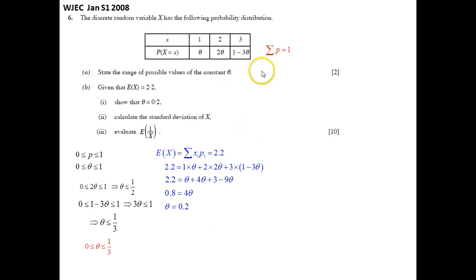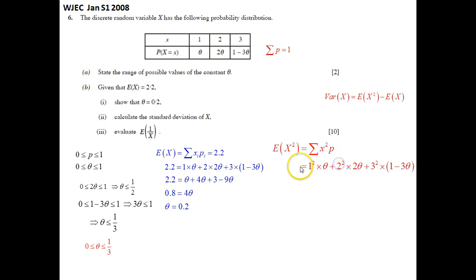Standard deviation, so we need the variance, so we need the expected value of X squared. So expected value of X squared is x squared times its probability. So 1 squared times theta plus 2 squared times 2 theta plus 3 squared times 1 minus 3 theta. So we've got theta plus 8 theta plus 9 minus 27 theta, giving us 9 minus 18 theta. Theta is 0.2, so that becomes 5.4.